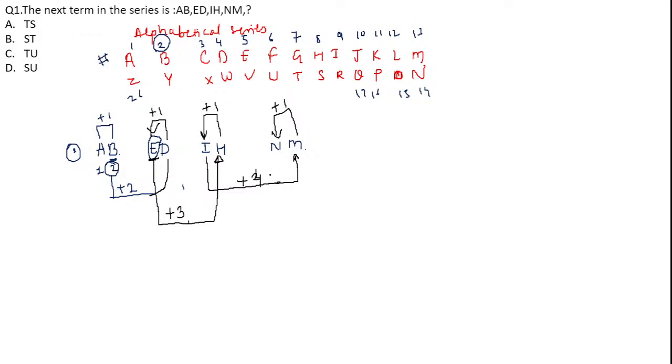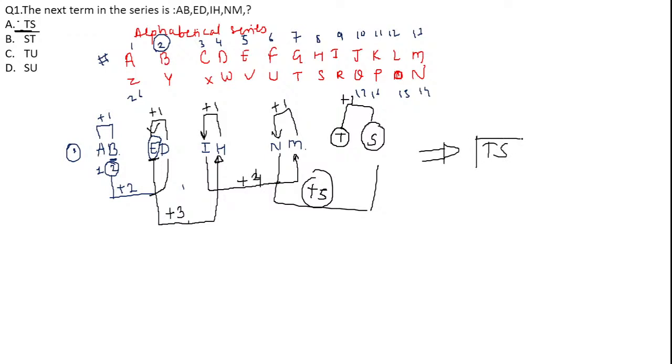Then if we add plus 5 to N, we get S, whose numbering is 19. Correct? After that, like we earlier did, we have to add plus 1. So S plus 1 we get T. So TS. Do we have TS as our option? The first option is TS. So our correct answer is TS.